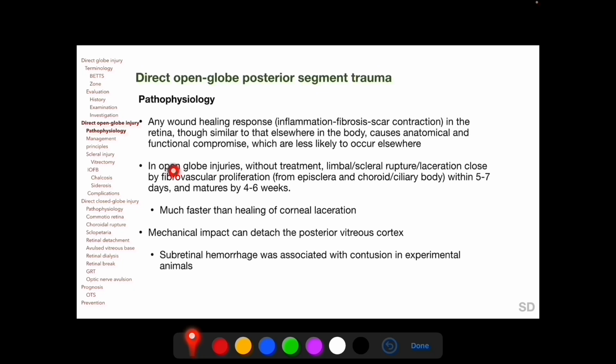In open globe injuries, without treatment, limbal or scleral rupture or laceration close by fibrovascular proliferation from the episclera external to the sclera and from the choroid or ciliary body internal to the sclera within 5 to 7 days and matures by 4 to 6 weeks, and this is much faster than healing of corneal lacerations, which takes months. Also, during the direct ocular trauma, the mechanical impact itself can detach the posterior vitreous cortex.